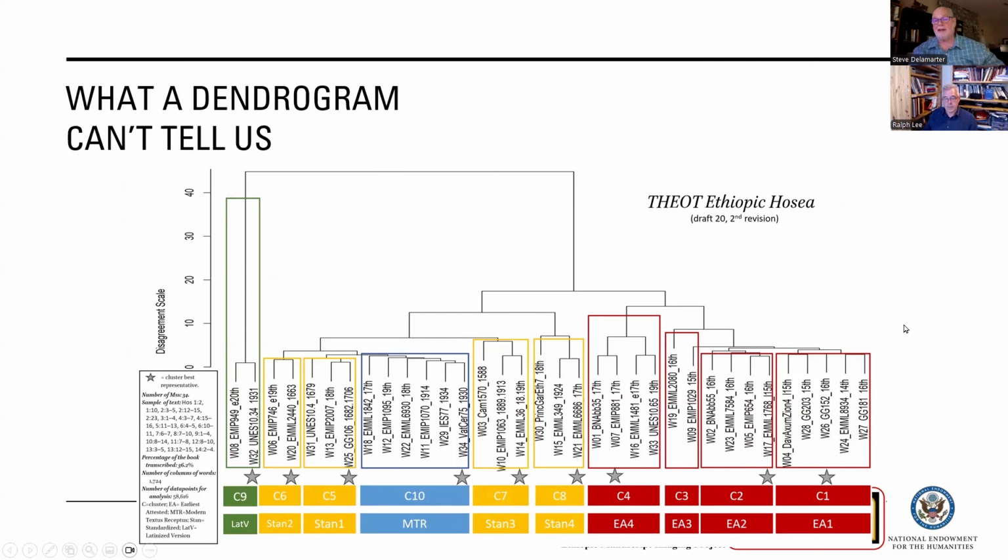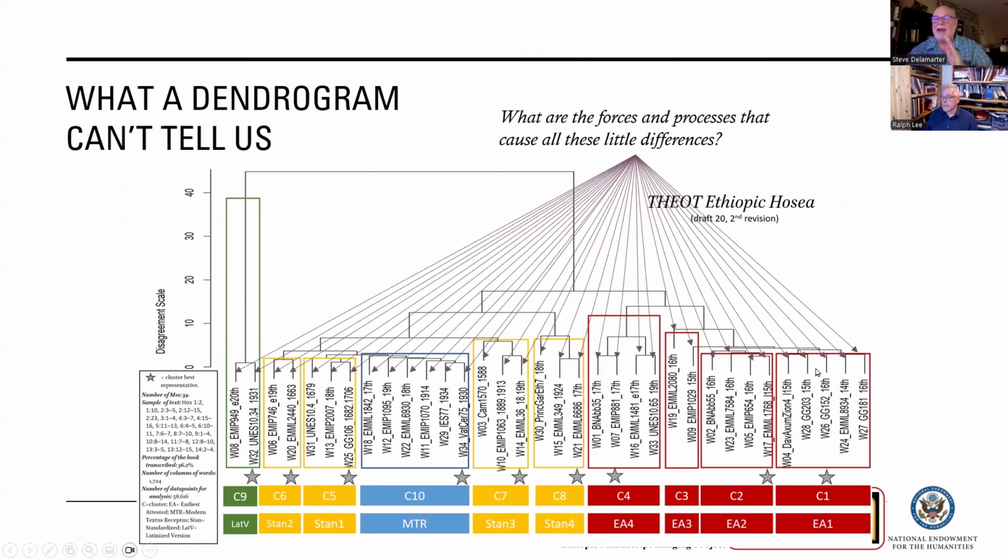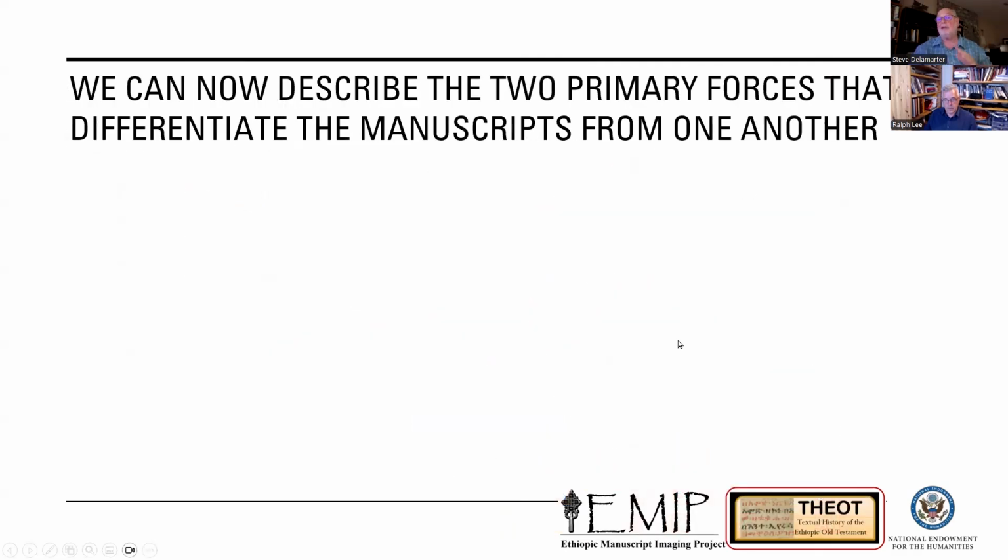What a dendrogram can't tell us is why we have all these micro variations in the position of the manuscripts in the dendrogram. Why are these two exactly this different distance apart, and these two subclusters related in exactly the way they are, and the manuscripts within each of the clusters and on over here? What are the mechanisms that account for these smaller scale variations in the tradition? And the good news is we think we can describe now the two primary forces that differentiate the manuscripts from one another on the dendrogram and in reality.